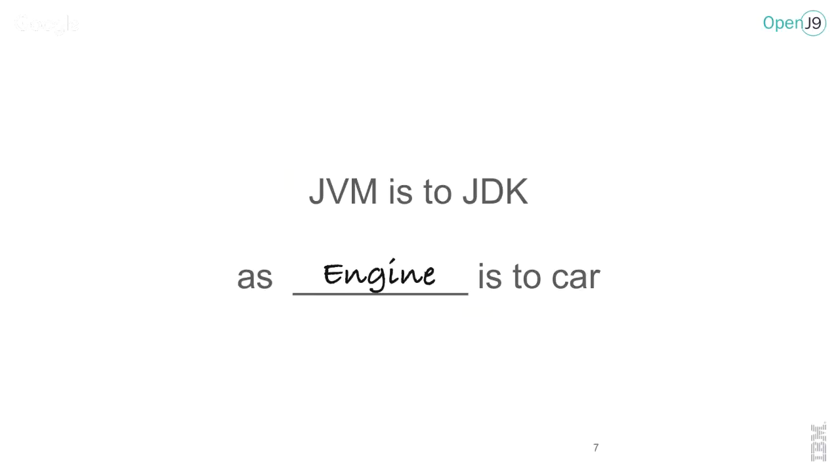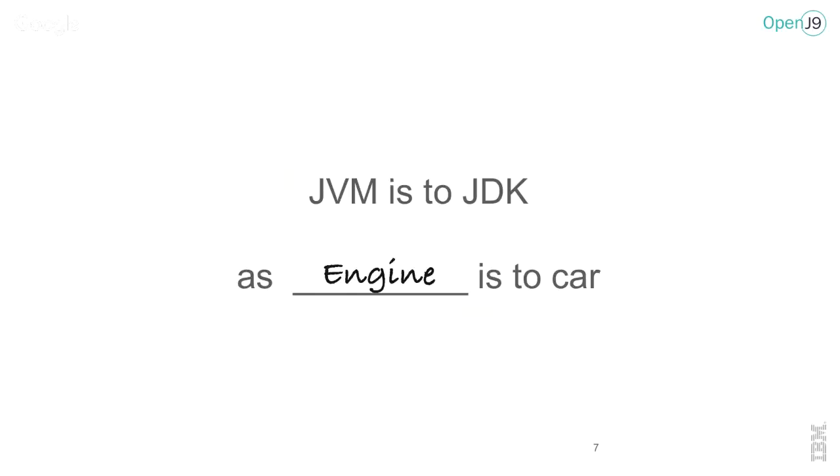And so a JVM is the engine of the JDK. A JVM is the piece of it that's responsible for running your application. The rest of the JDK provides tools, it provides class libraries, it provides a lot of things that you need to be able to run your application, but it's not responsible for running the actual bytecodes and interpreting your classes.